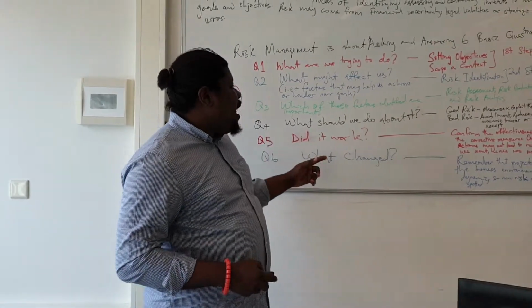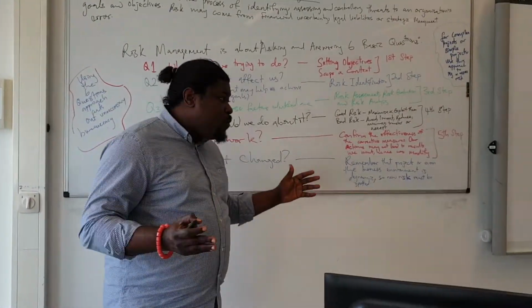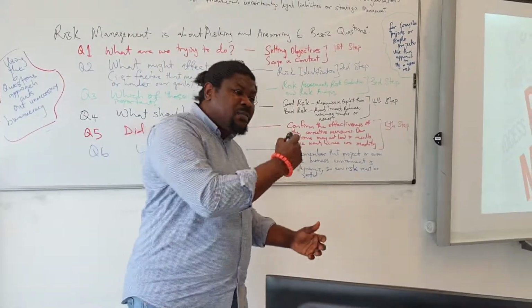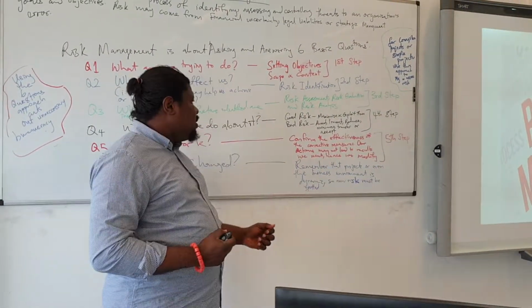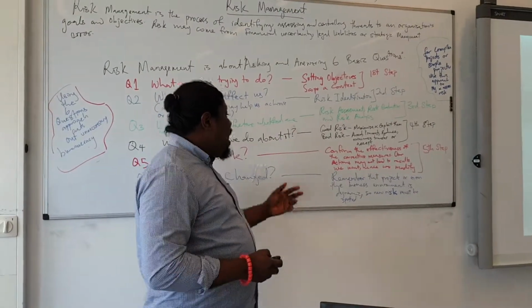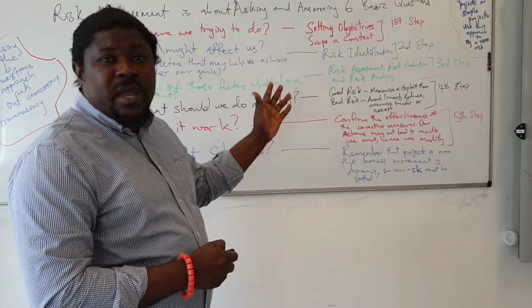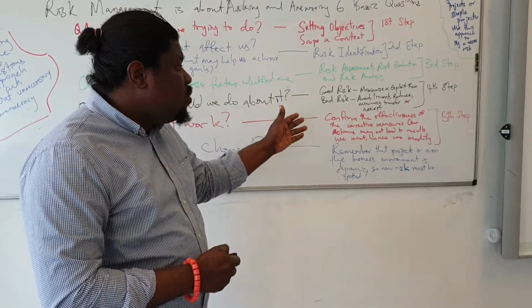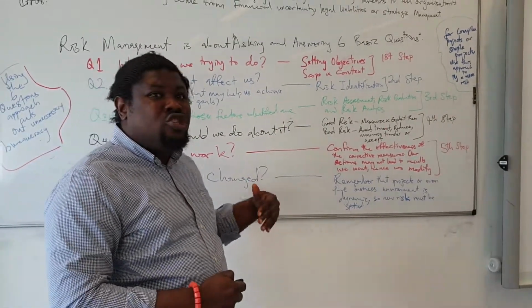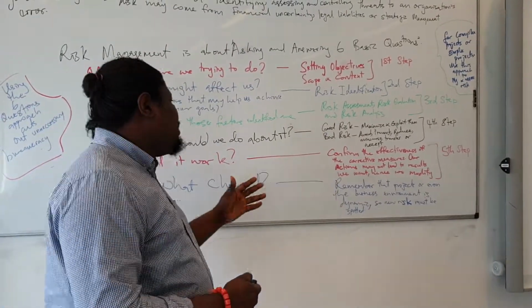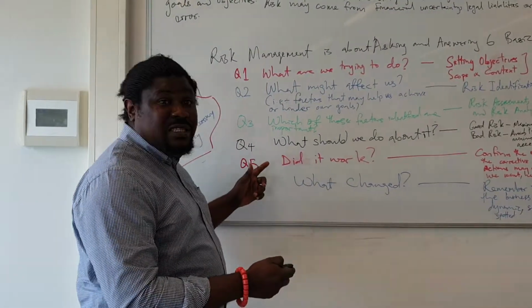Question number 4. When we talk about risk, if it's a good risk, then we know that we maximize it and we exploit the situation. And if it's a bad risk, there are so many things to do. We can avoid it, we can prevent it, we can reduce it, we can minimize it, we can transfer it, or we may just have to accept it. And that's the fourth step.